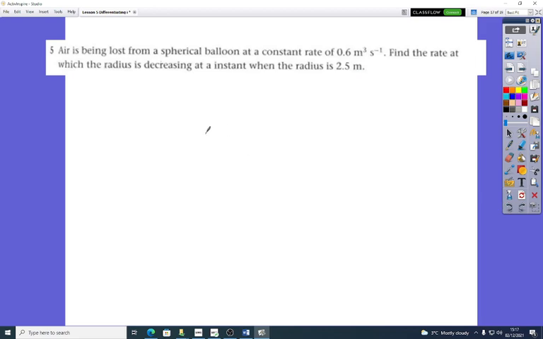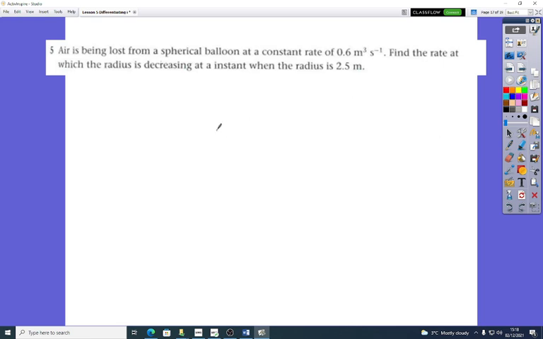Okay, let's have a quick go at this question. It goes, air is being lost from a spherical balloon at a constant rate of 0.6 meters cubed per second. Find the rate at which the radius is decreasing at an instant when the radius is 2.5.